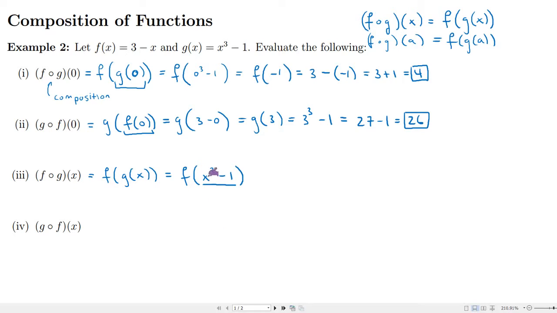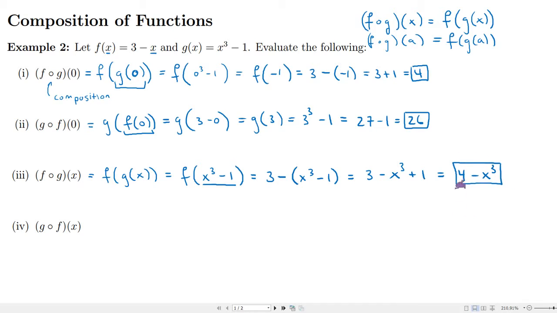So all we got to do is just take this input and replace wherever you see our input. You know how f is, you take your input and you're just going to do 3 minus that input. So here's our input, x cubed minus 1. So it'll be 3 minus our input. So that'll be 3 minus x cubed minus 1. And then simplify if possible, which it is. So distributing that minus, this will become a plus 1. So then we actually get 4 minus x cubed.